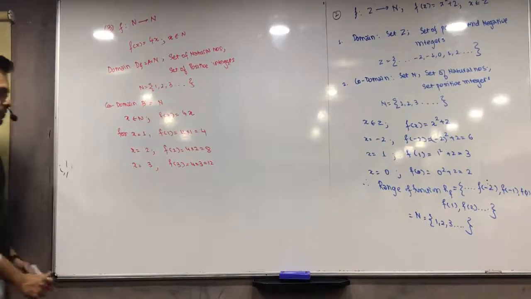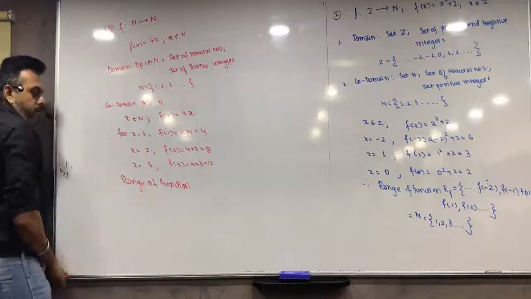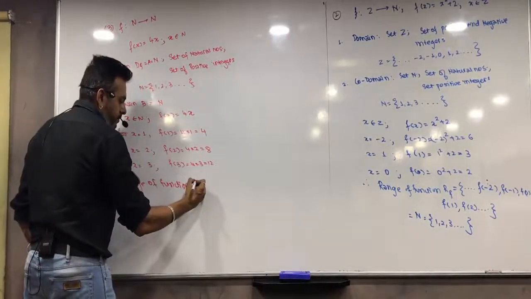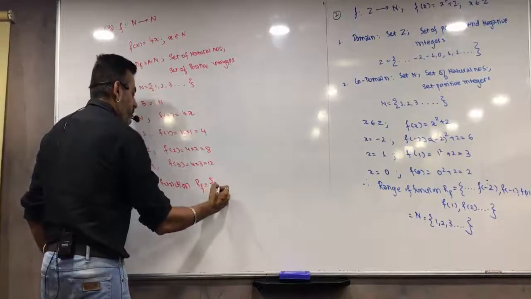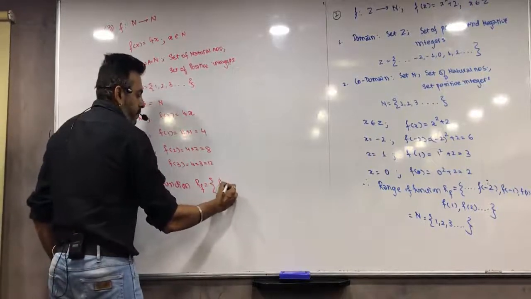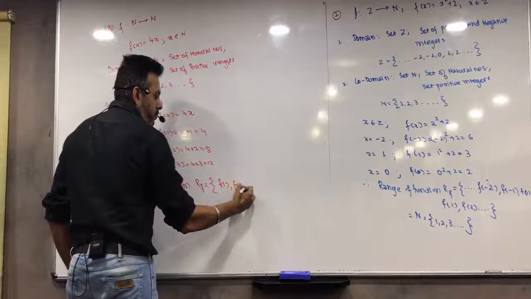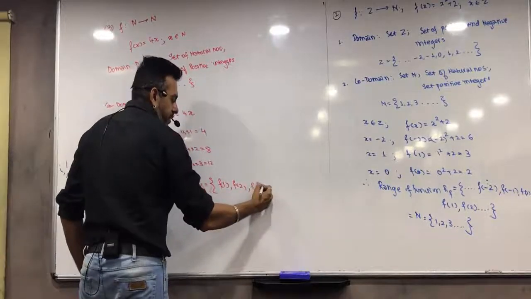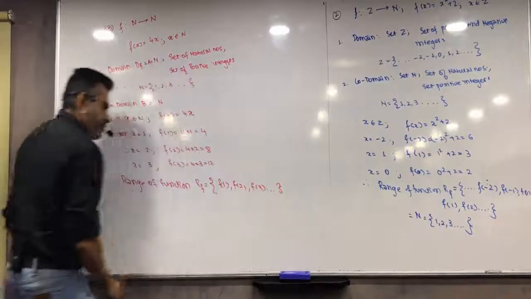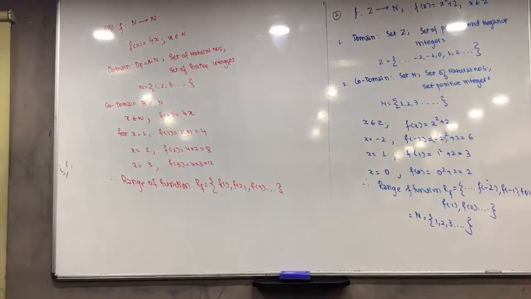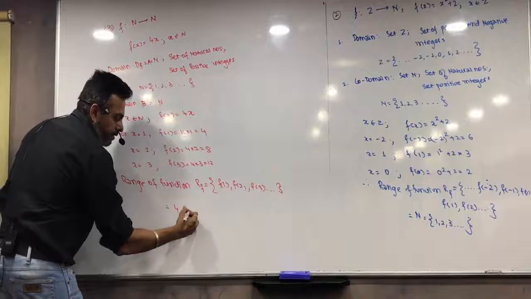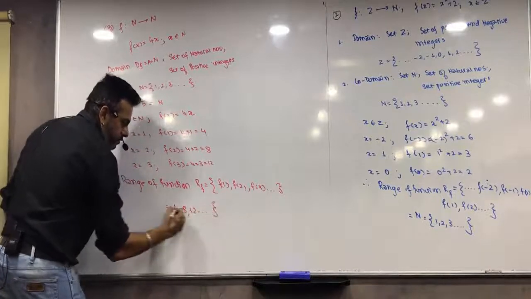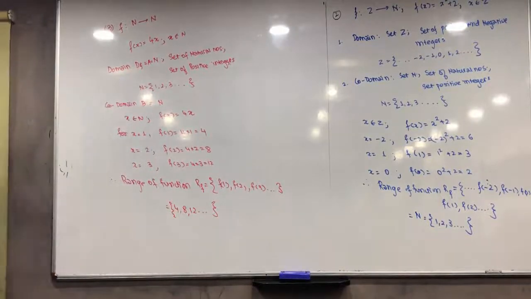Then, therefore, range of function is equal to f1, f2, f3, which is equal to 4, 8, 12, 16. Right now.